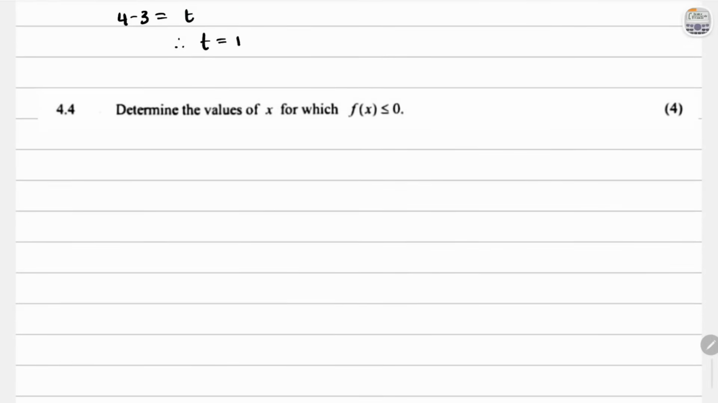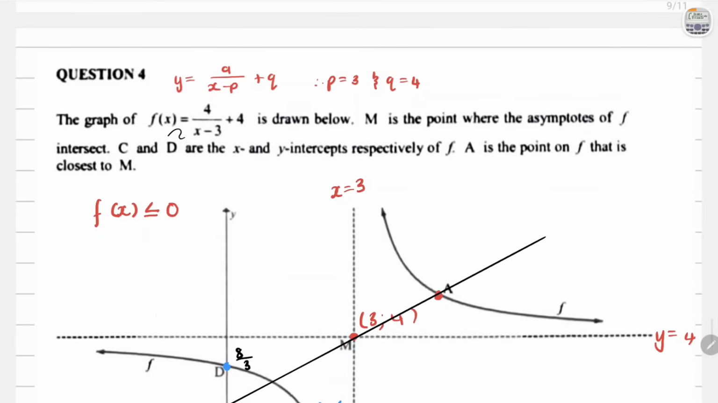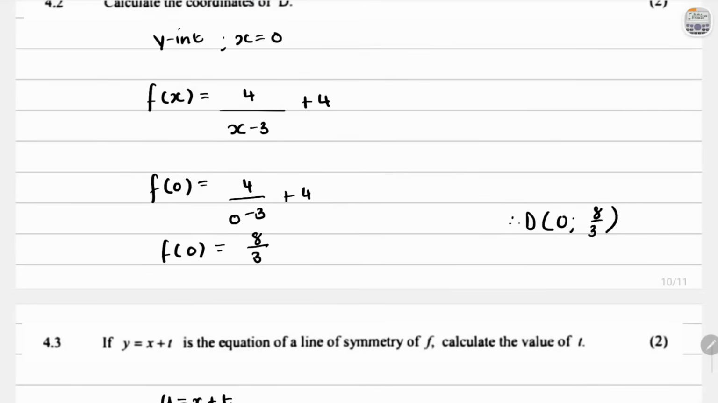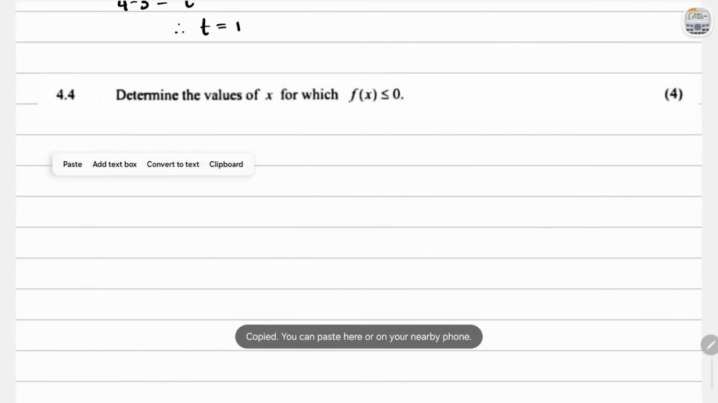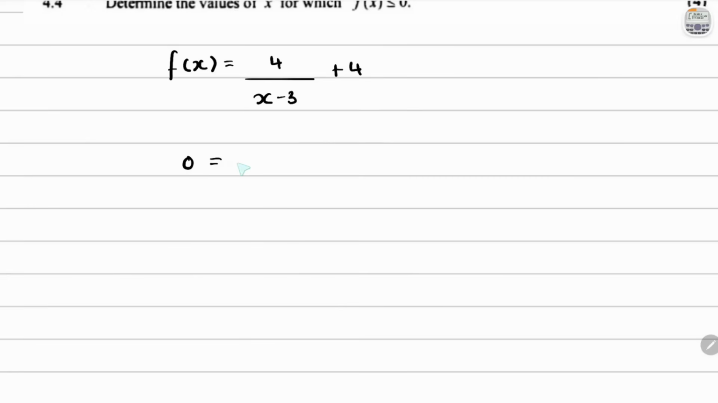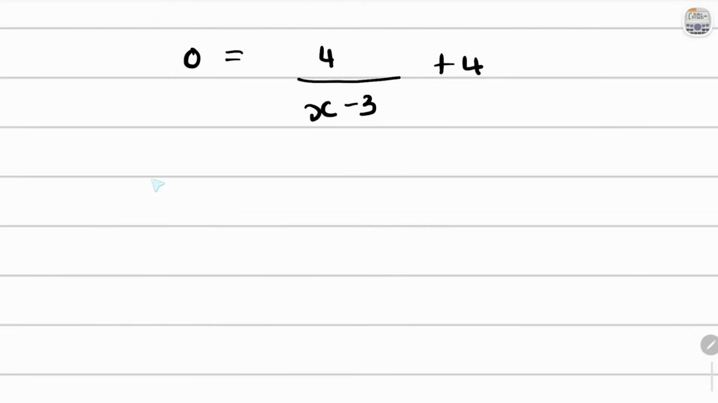C is on the x-axis, it's the x-intercept. So you'll find that by making y equal to 0. We'll take our equation and make y equal to 0. Then we have 0 is equal to 4 over x minus 3 plus 4. Okay, let's see. So this is going to come over and it becomes a negative 4. And that is going to be negative 4 is equal to 4 over x minus 3.